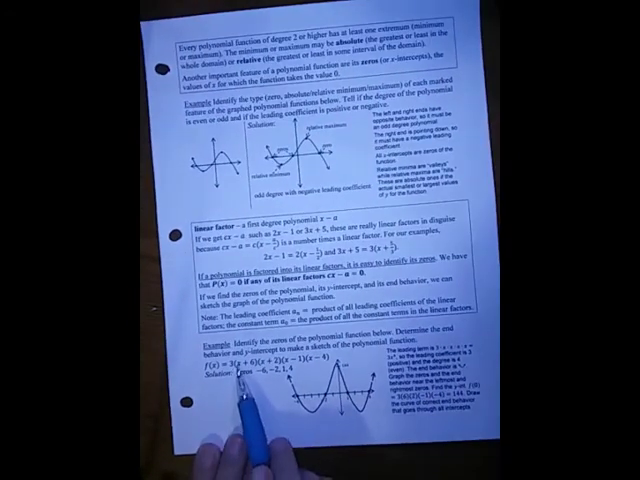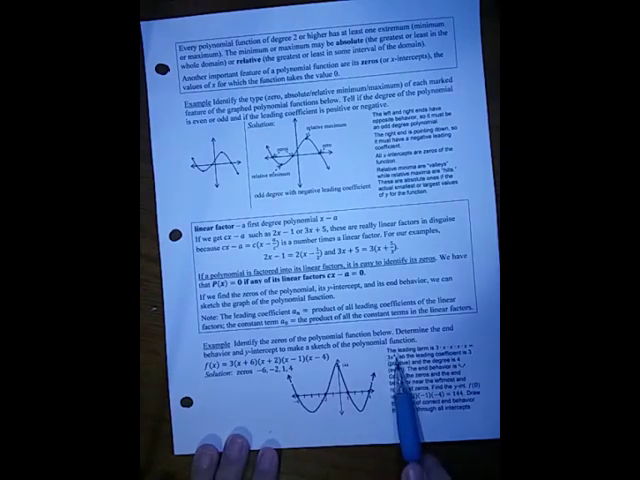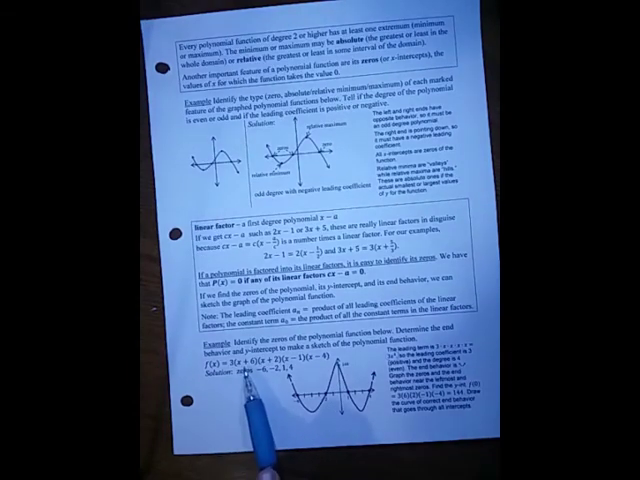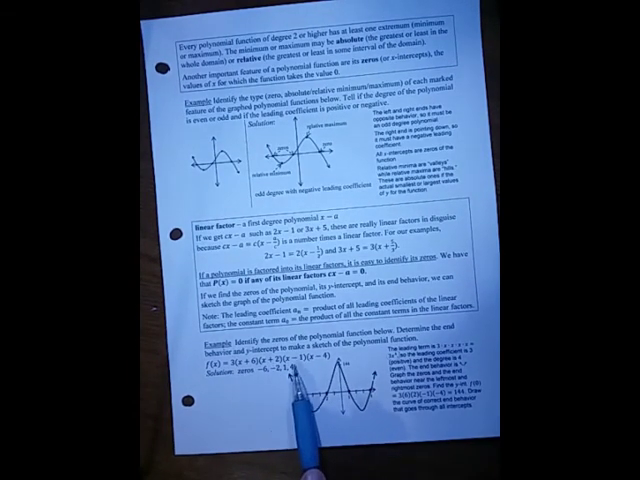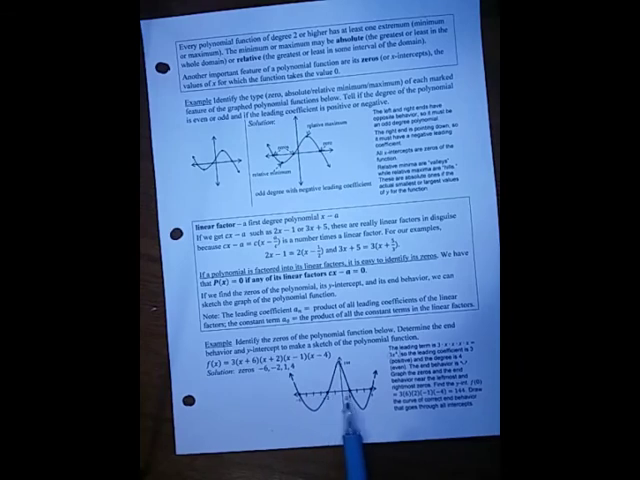So the leading term would be 3 times x times x times x times x, or 3x to the fourth, as I've mentioned here. Because this is an even degree, they'll either both go up together or both down together. This is positive, so the right end goes up, therefore the left end will also go up. Here we can tell the zeros: they're minus 6, minus 2, 1, and 4, which I have graphed here.